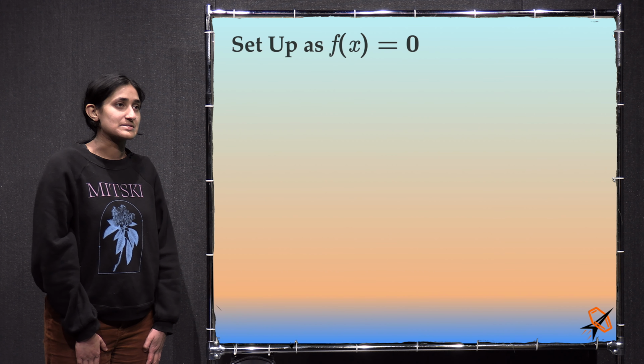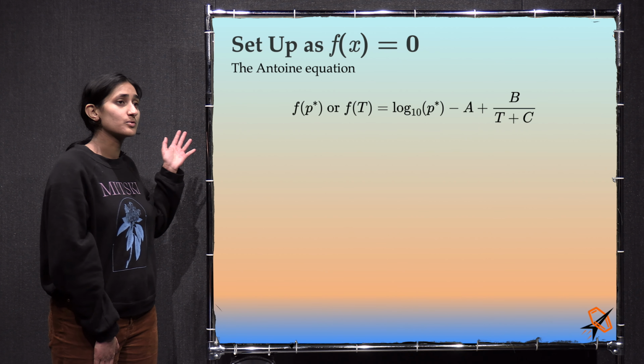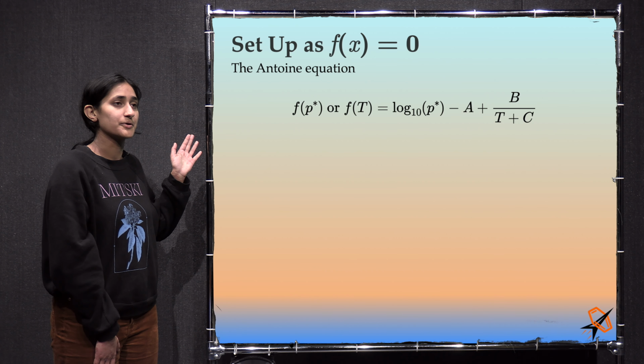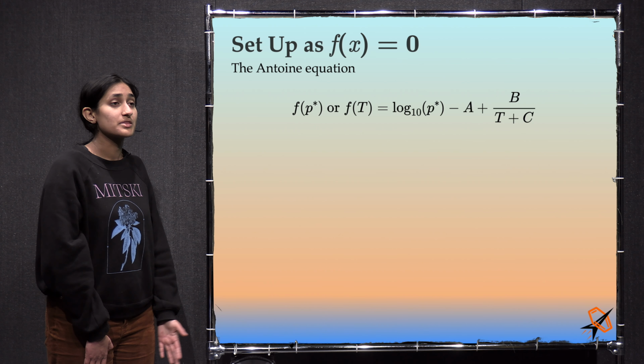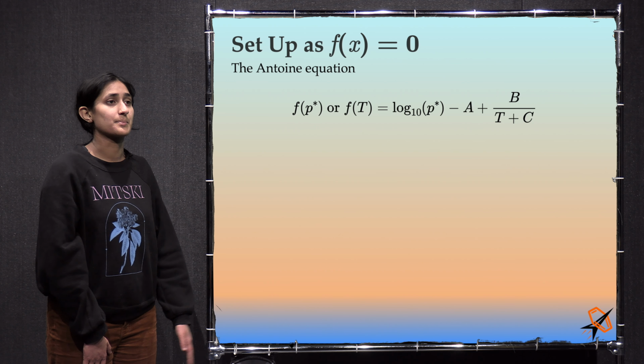Let's set up the previous equations as functions that equal 0. For the Antoine equation, you can either specify P star and find the value of T, or specify T and find the value of P star. Obviously, you can solve for either one analytically, but we're just doing it for demonstration purposes.